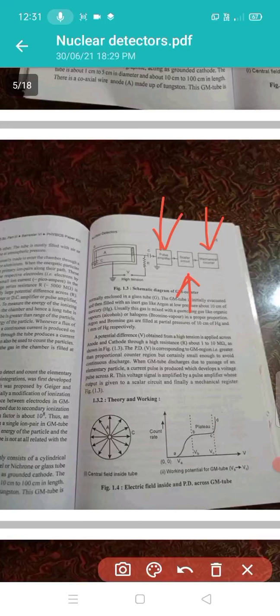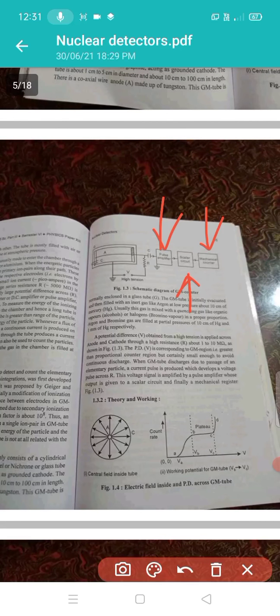The GM tube is initially evacuated and then filled with an inert gas like argon. Along with the argon, it is mixed with a quenching gas like organic vapors or halogens in proper proportions. Argon and bromine gas are filled at partial pressures. Then a potential difference obtained from a high tension is applied across the anode and cathode through a high resistance R. The potential difference corresponding to the GM region is greater than the proportional counter region, but certainly small enough to avoid continuous discharge.